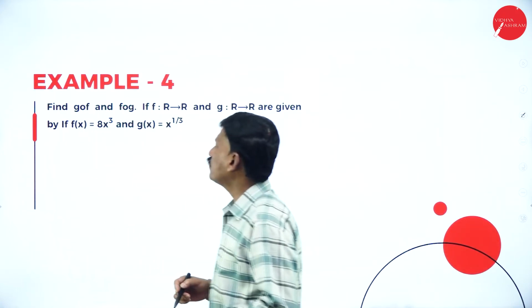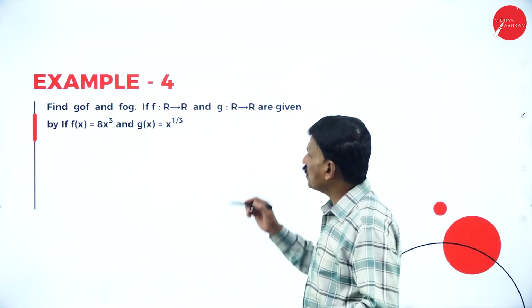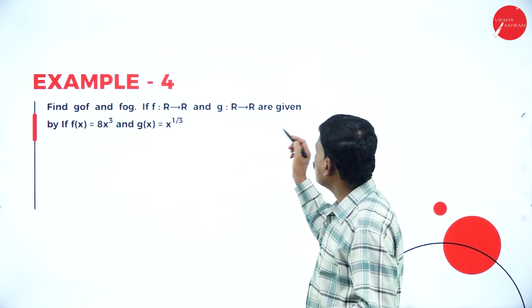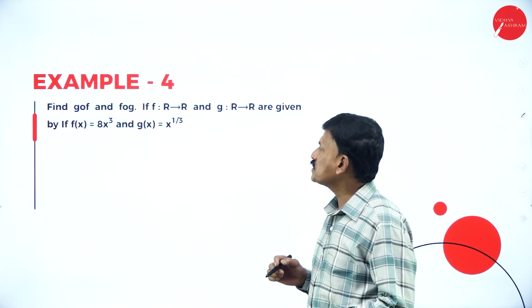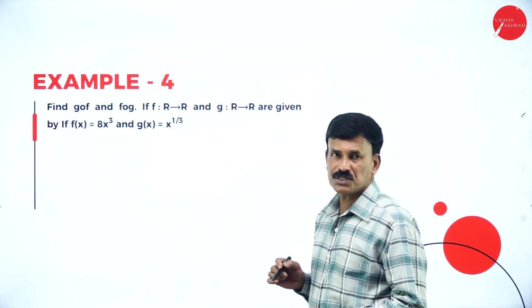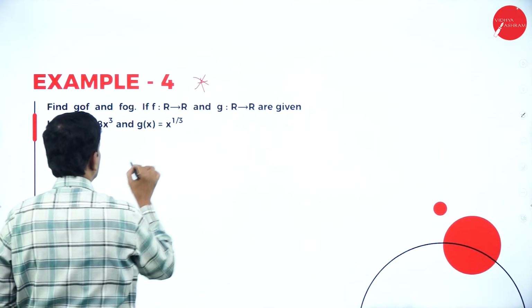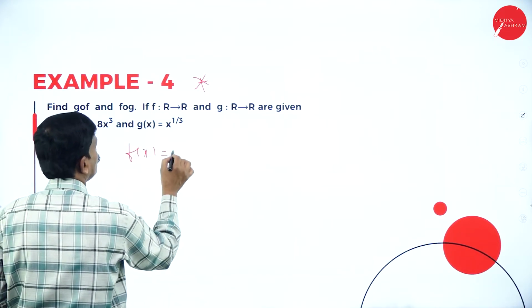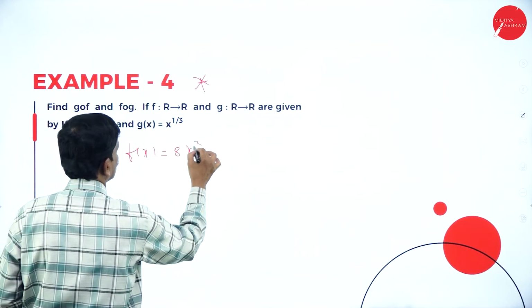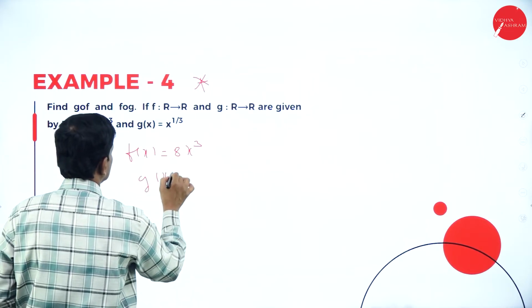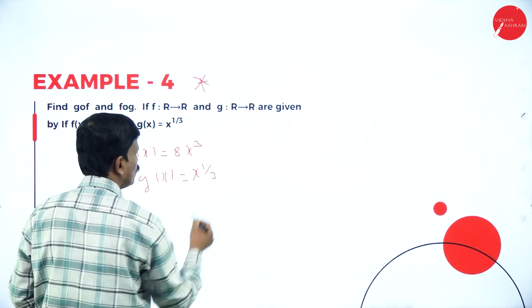Now let us come to the next problem. What is the next problem? Find g naught f and f naught g if f from R to R and g from R to R is given by f of x is equal to 8x cube and g of x is equal to x to the power of 1 by 3. This is also a very simple and important type of problem. Now what is given? f of x is equal to 8x cube and g of x is equal to x to the power of 1 by 3.